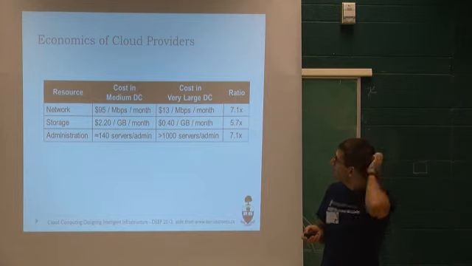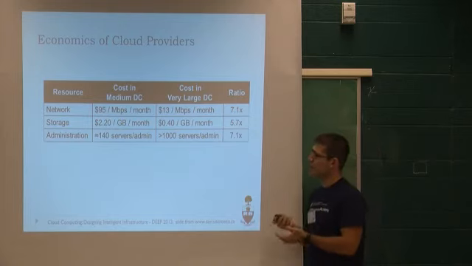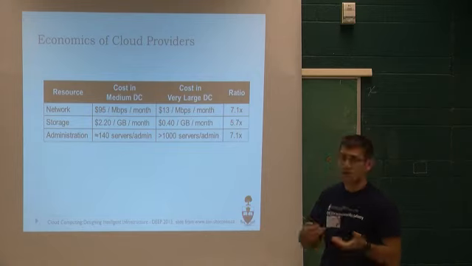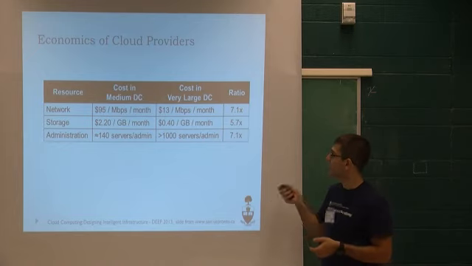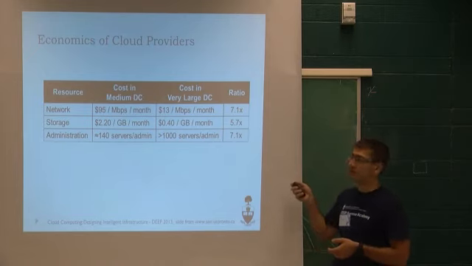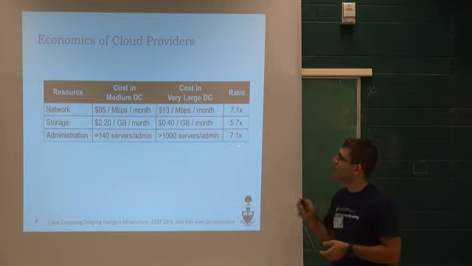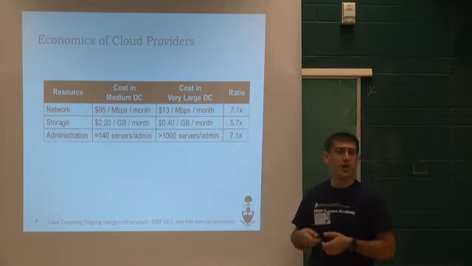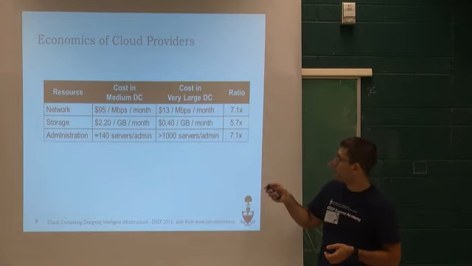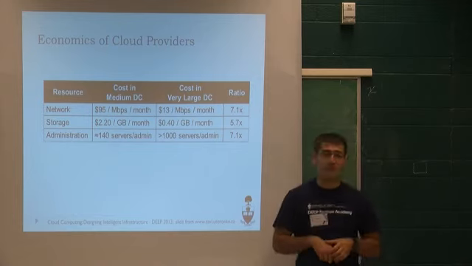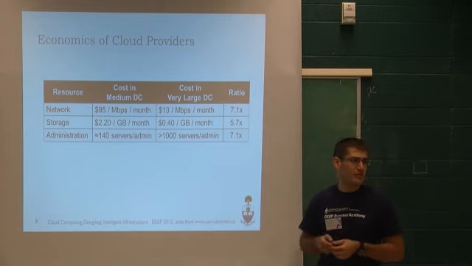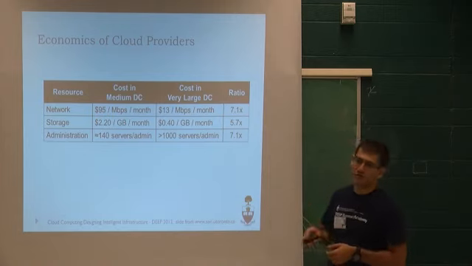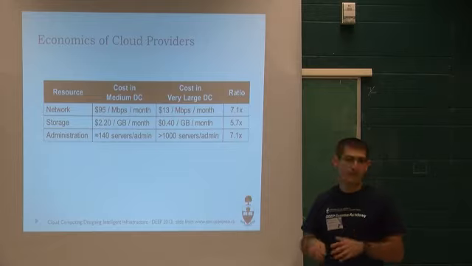OK, so the economics. Why are people using it? Why are you hearing it so much? Why are you learning about it? It's because for network storage and administration, the costs are reduced by these scales. So around 7 times, 5.7, around 7 times, the prices go down. And these are the costs in a medium data center, and this is the cost for a very large data center. Over the years, the prices are going down, but the ratios would actually go up.